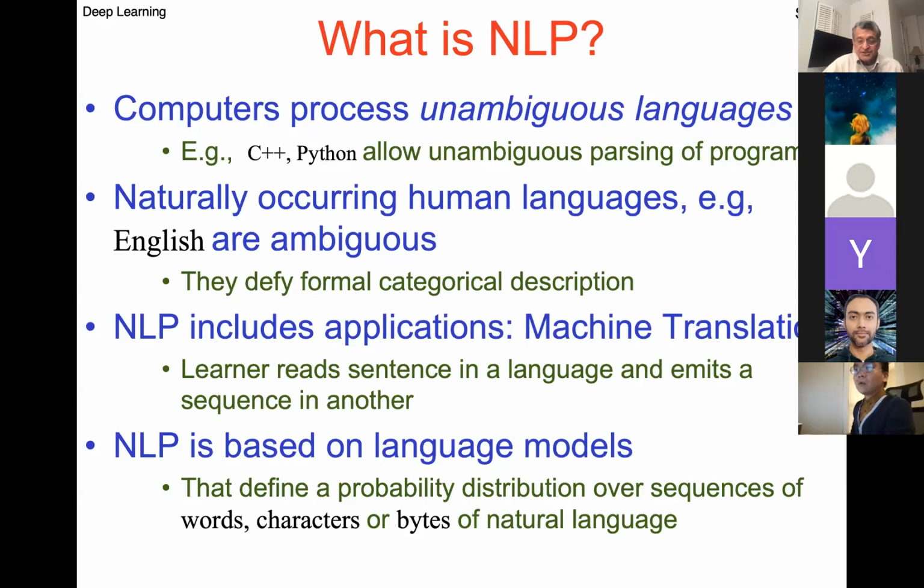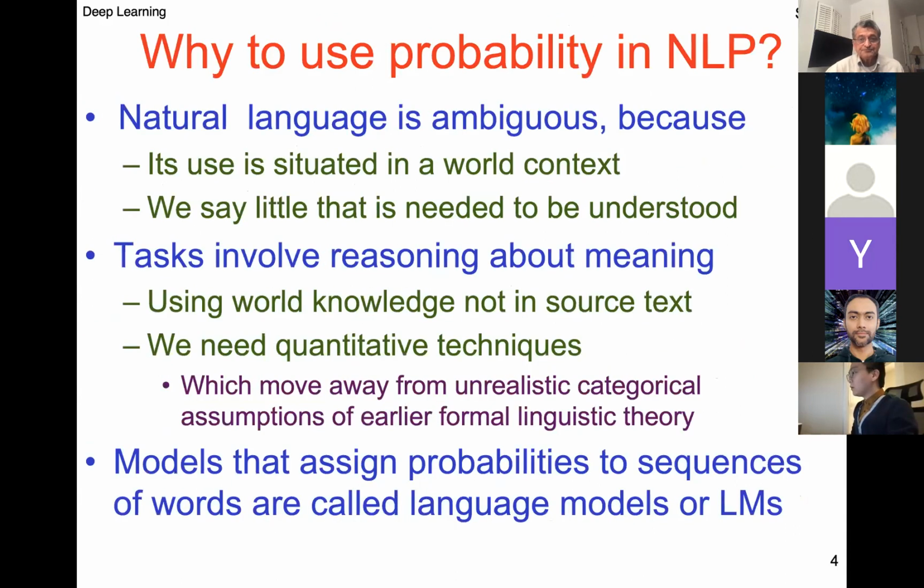Let's say machine translation. We have one input in Chinese, and then we have a possible output in English. And then there is another possible output in English and yet another possible output in English. Well, we want to calculate which is the most probable one. So we need to calculate the probability of each of these sequences. So how do we calculate that probability? Which is why we need to learn about probabilities in NLP.